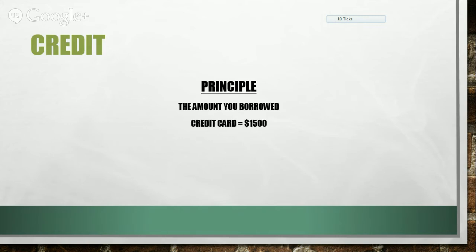So let me give you an example. Let's say you have a credit card that you just got accepted for, and the limit is $1,500. You go out and buy a TV. It costs you $750 at an 18% interest rate. My question to you is, what is your principal? Now remember, the principal is the amount that you borrowed.